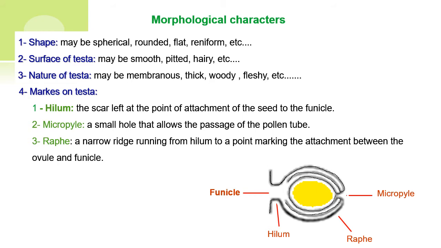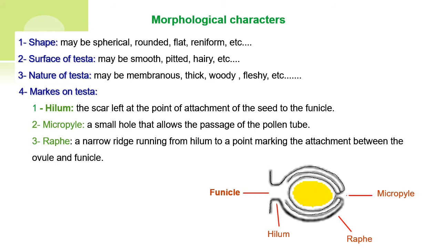There are different marks or scars on the outer seed coat or the testa. The first is the hilum, which is a scar left at the point of attachment of the seed to the funicle, or the carrier of the ovule, maybe opposite to the stalk of the ovule. So it is the attachment of the funicle to the ovule and the introduction of vessels for nutrition, or vascular bundle for nutrition. There is a mark marking the hilum.